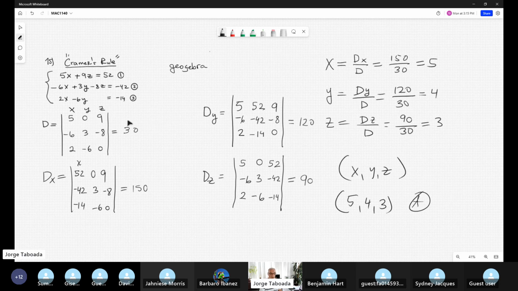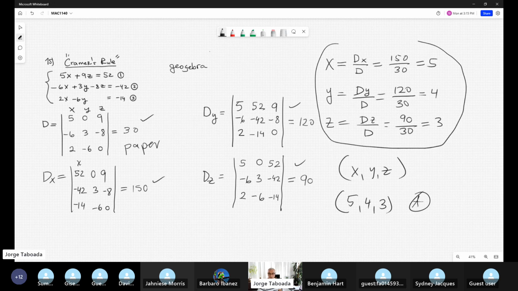Well, you set up the matrix, and this is paper. Everything is paper. That part is also paper. But the computation, going from this to this number, is software. Clear? Clear or no?